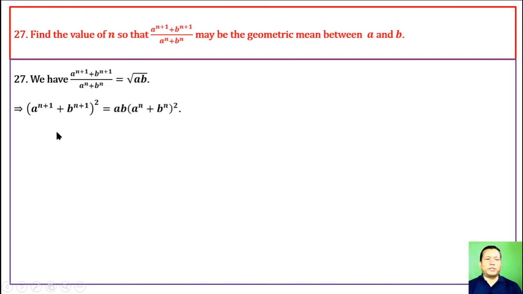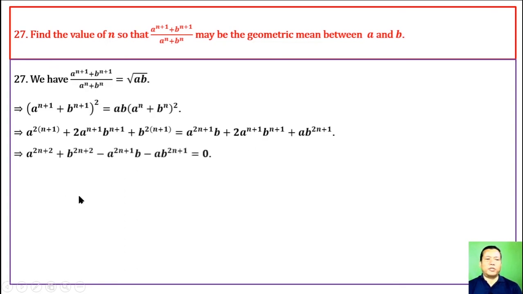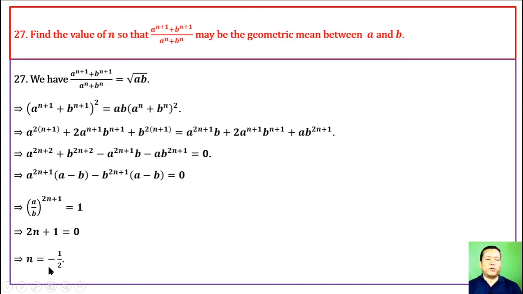Squaring on both sides and cross multiply, we get this. Again, expanding on left hand side, this for right hand side, we get this. Equating like terms, we get this, and factorize, we get this, which gives power twice n plus 1 equal to 0. Solving, n equal to minus half.